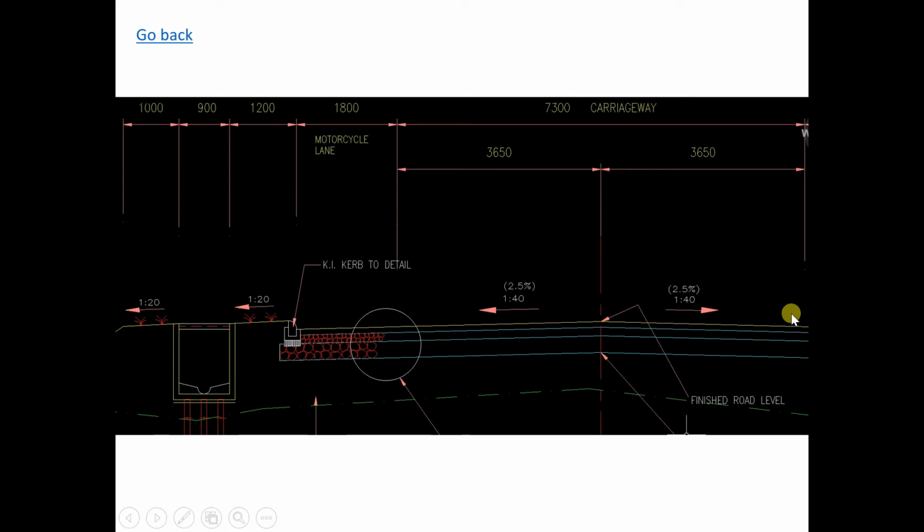Same thing for the other side, the right-hand side. So usually for a two-way, two-lane road, they slope from the middle to the edge. But in certain places they might slope just across, especially for a multi-lane road, like three lanes with the same slope across.